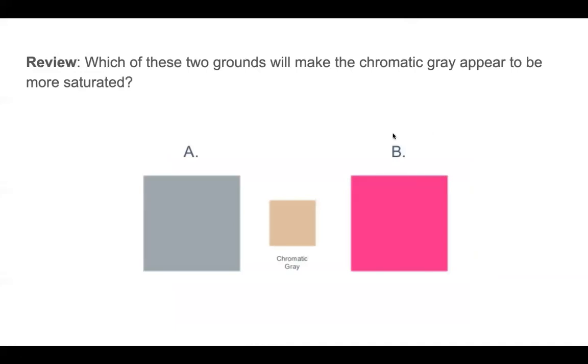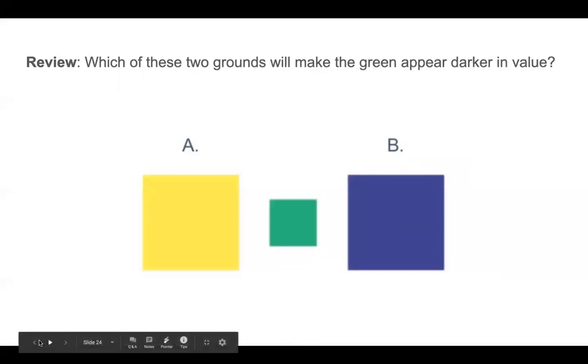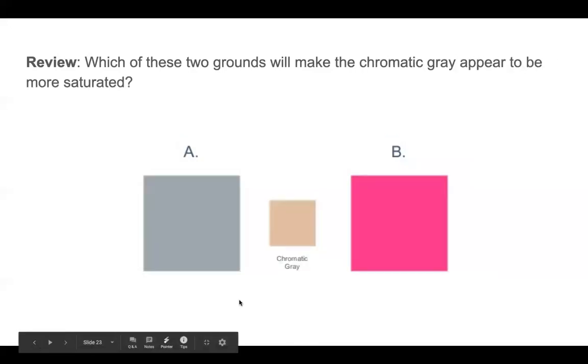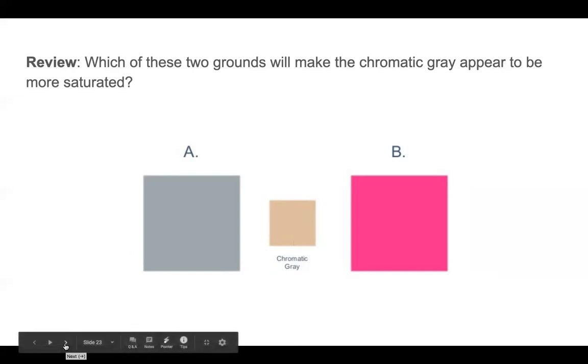Okay, so as a pop quiz, which of these two grounds will make the chromatic gray more saturated? Oh, I'll tell you the answer. A, right? That's pretty easy. It's a desaturated background. It's already a pretty desaturated color as is, so we would go with A.